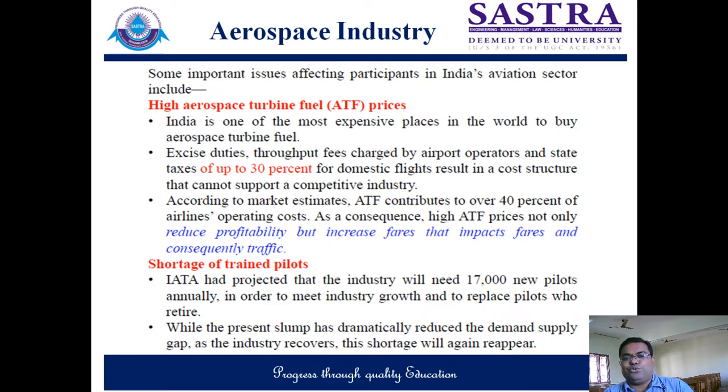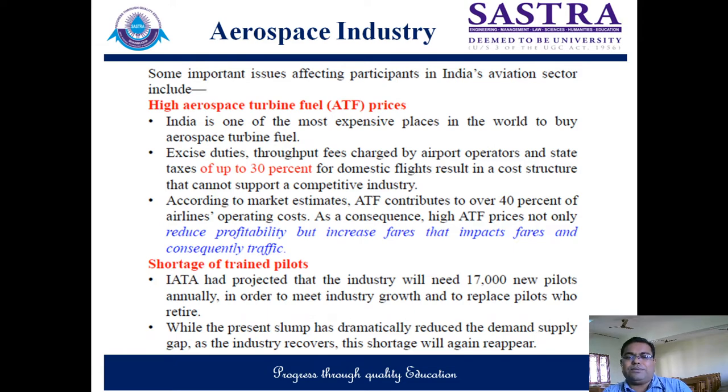So, the government should think of easing the excise duties and other charges to give some flexibility to the civil aviation players to provide competitive fares and other facilities.